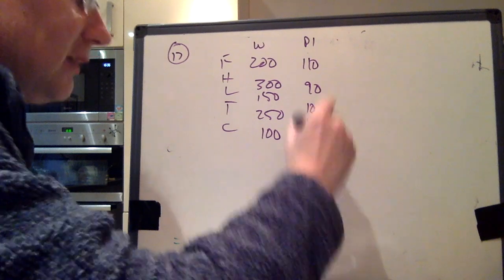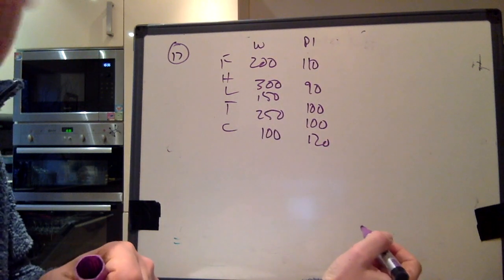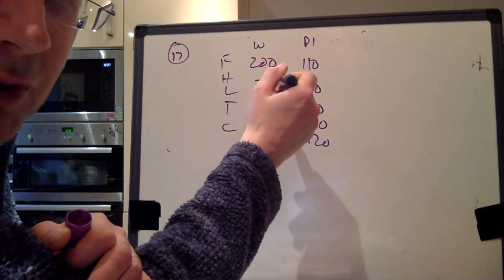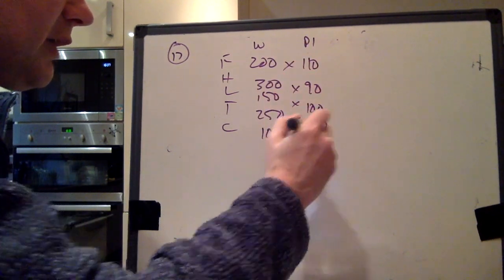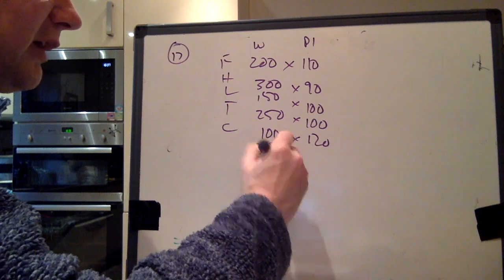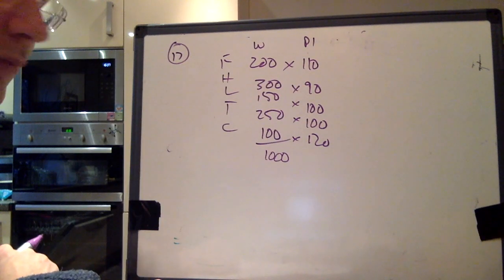All you're trying to do is work out a weighted average of the price index. But what we can't do is add those 5 things up and divide by 5, because some of them are more important than others. So all we do is multiply that by that, that by that, that by that, that by that, that by that, and you divide by 1,000. If you do that, you get 101.